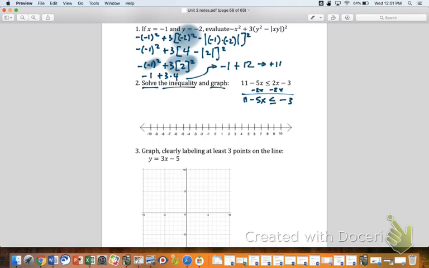Okay, so once you've done that, you get this. What would you guys do next? If you did do what Callie started off with, how would you guys proceed from here? Minus 11. Minus 11 from both sides, yep. So subtracting 11, I end up with negative 5x is less than or equal to negative 14.